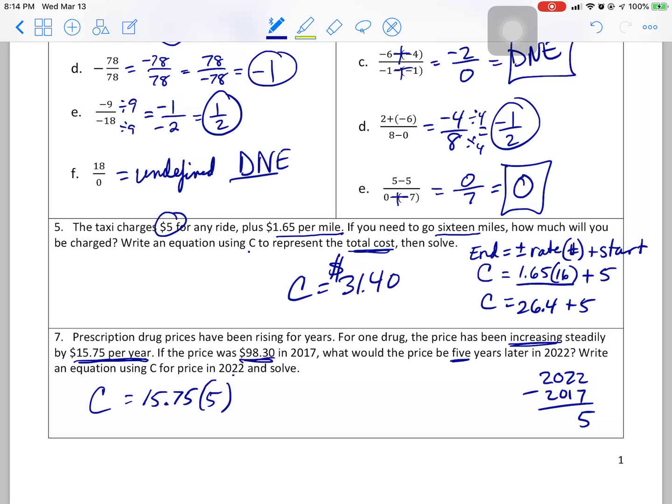So this right here is the other number you have. Starts are always plus, by the way, right here. See that plus? It's the rate that can go up or down. Something is starting at one place, and then it's going up and down from there. So start is a positive number.